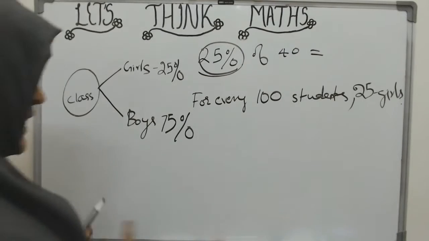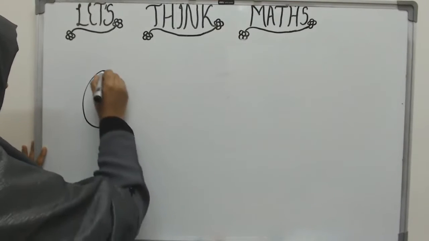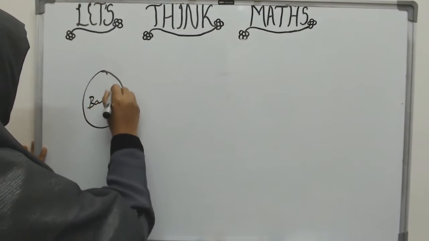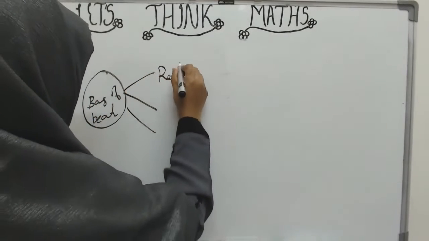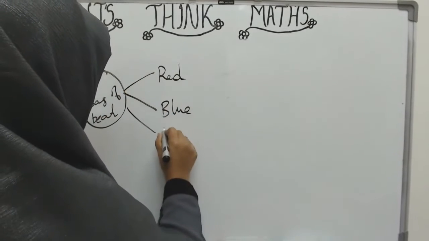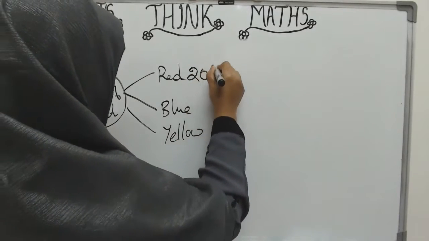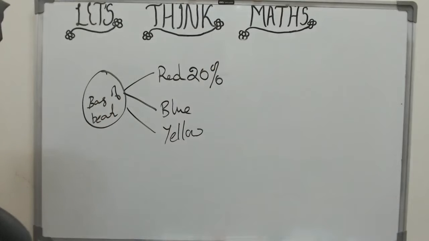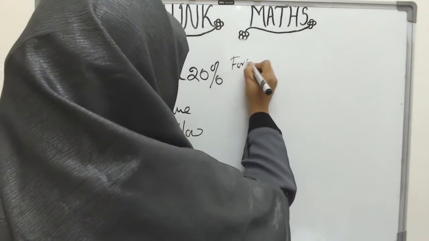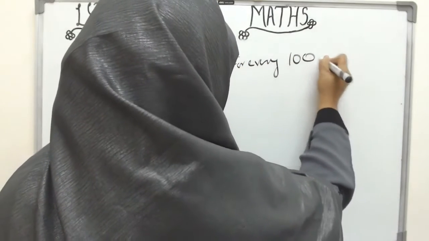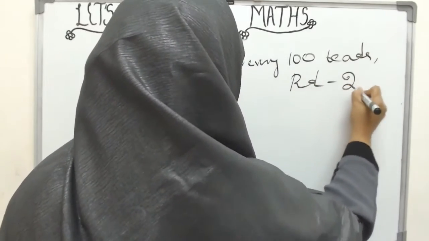And let us see another example. Suppose there is a bag of beads, and say you have beads of 3 colors: red, blue and yellow. Suppose I am telling you that there are 20% red beads in this bag. So what does that mean? For every 100 beads you take, how much is red? There are 20 red.